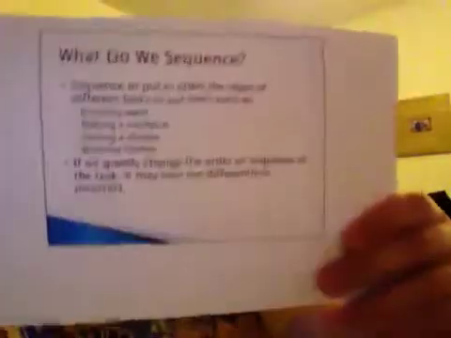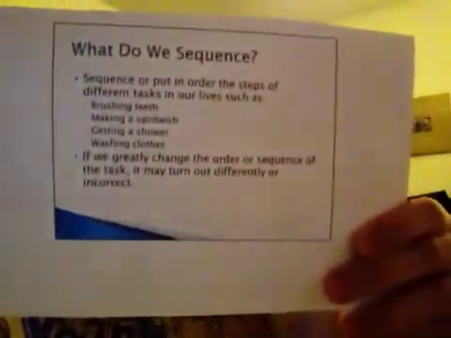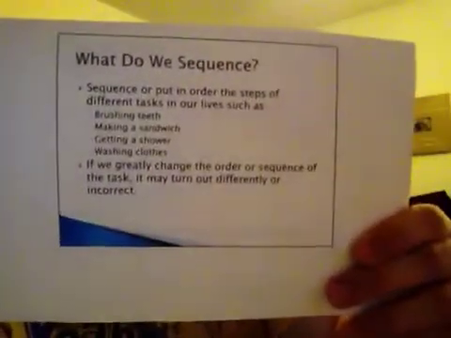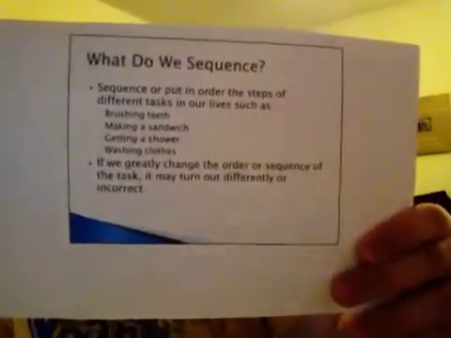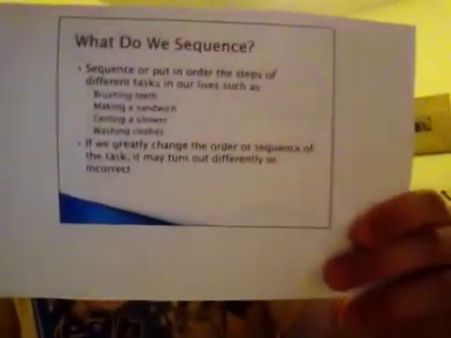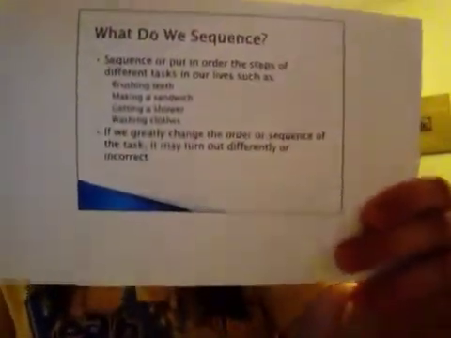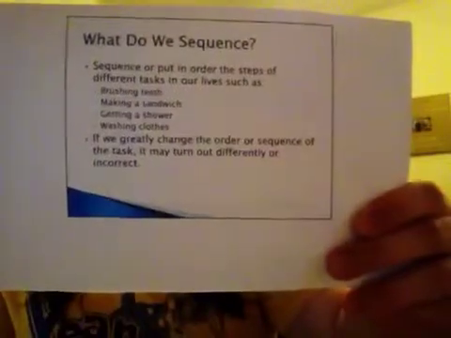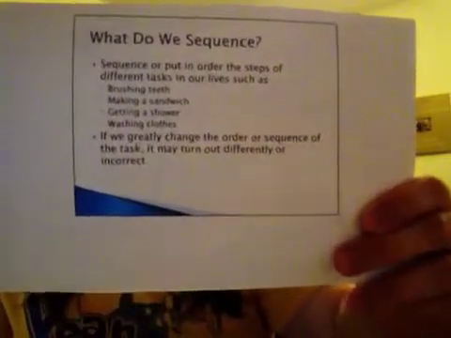So what do we sequence in our daily lives? Well, we sequence actually a lot. When we sequence them or put them in order, the steps of different tasks in our lives, such as brushing our teeth, making a sandwich, getting a shower, washing clothes. If we greatly change the order or sequence of the task, it may turn out differently or incorrect.